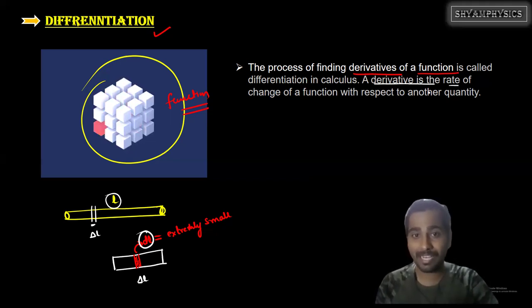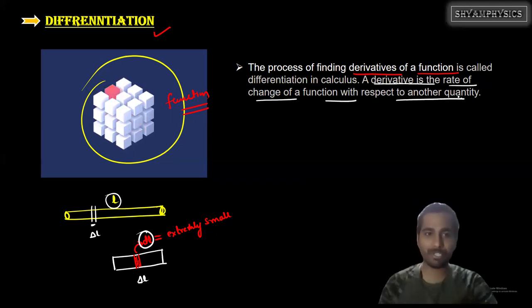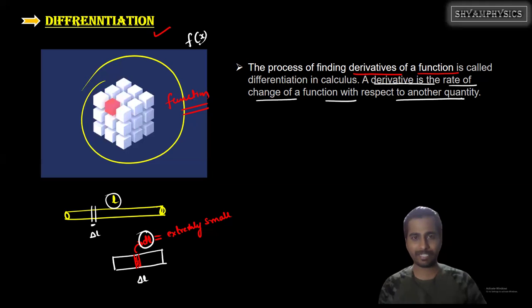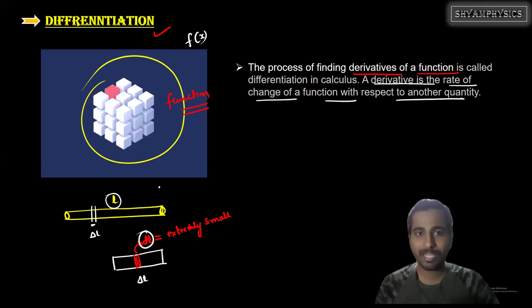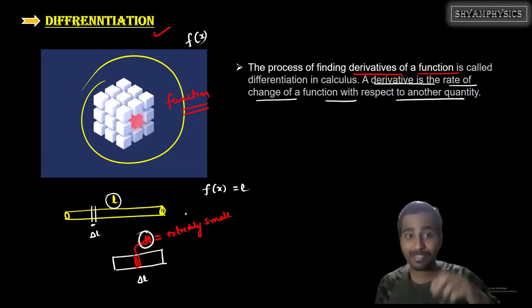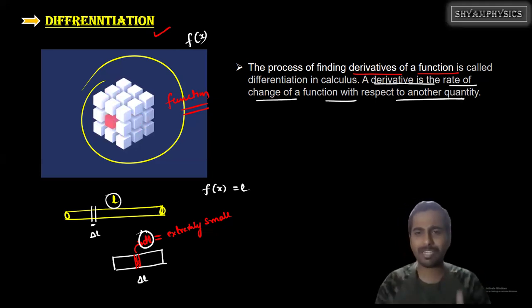The derivative is the rate of change of a function with respect to another quantity. For example, a function is always represented with the word f of x. Now that function is nothing but length here. I will take this function as length. The derivative part here is dl. Going forward, you'll understand everything. Function we are generally representing with L.